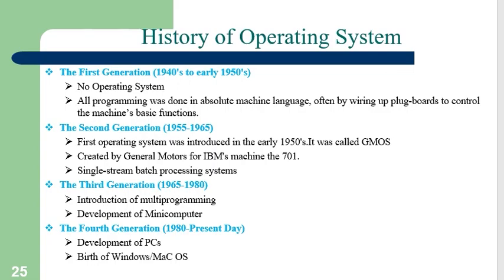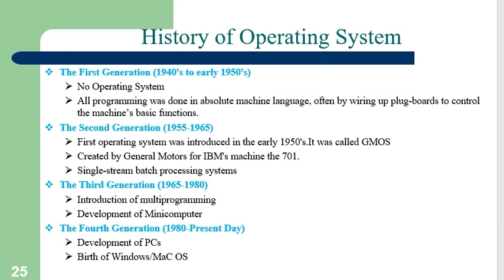Okay, now we will see the history of operating systems. The first generation of operating systems is between the 1940s and 1950s. There is no operating system. All programming was done in absolute machine language, often by wiring up plug boards to control the machine's basic functions.